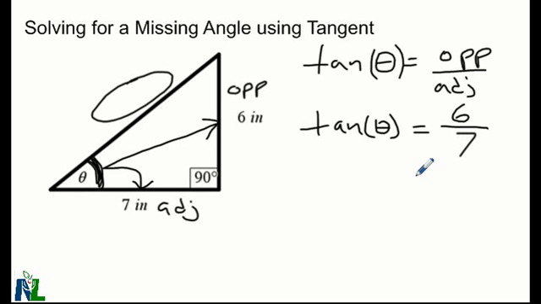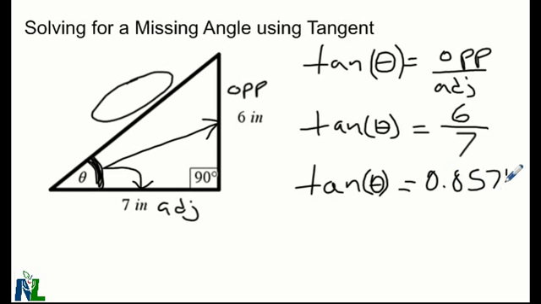From there, our next step is to look at what 6 over 7 is equal to. And we can find that with a calculator. And that value would be 0.8571. And we'll report it to 4 decimal places, because we often report trig ratios to 4 decimal places. From here, we need to try to isolate or get theta all by itself. We need to solve for the missing angle.